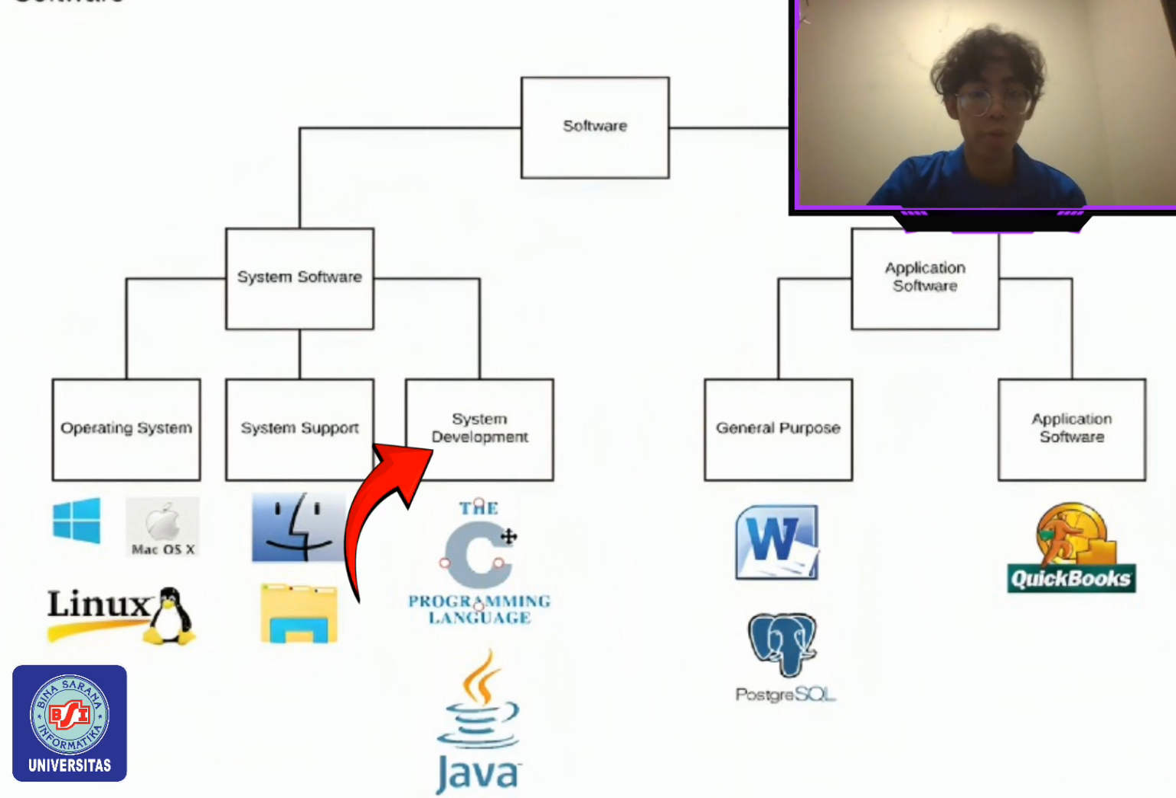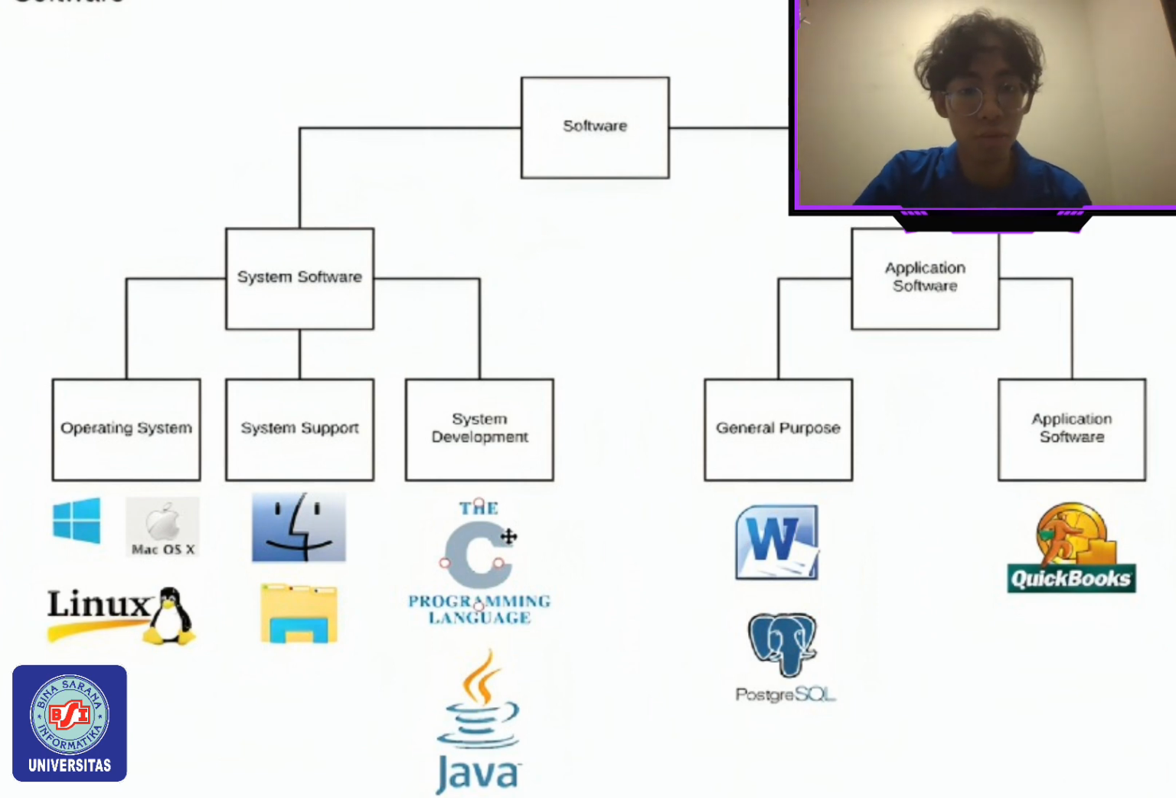Then we have the development software, which actually allows us to develop software for the system. You can think of the C programming language, where you have the language, the compiler, the linker, the loader, and everything that goes in to help you create some software. Java is another example of system development software. It is a different type of programming language. You have the Java programming language and then the Java virtual machine, and a bunch of different tooling to help you develop software.